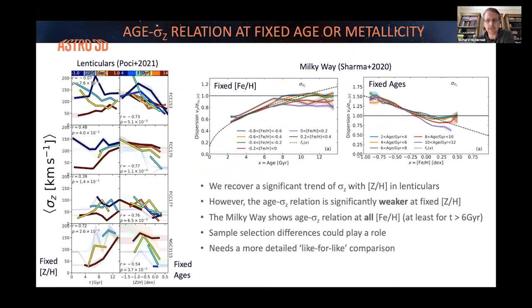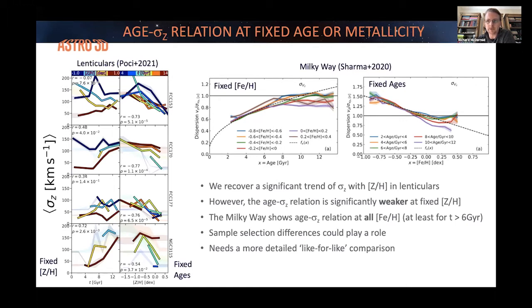And this is interesting because of what Sanjib Sharma was showing earlier in the meeting, and also published not that long ago, is that that's kind of what we see in the Milky Way, with the exception that the Milky Way keeps that age trend when you fix metallicity. So the trends of velocity dispersion with age and metallicity are present even when you're holding the other one fixed. That doesn't seem to be the case in the galaxies that we've looked at.